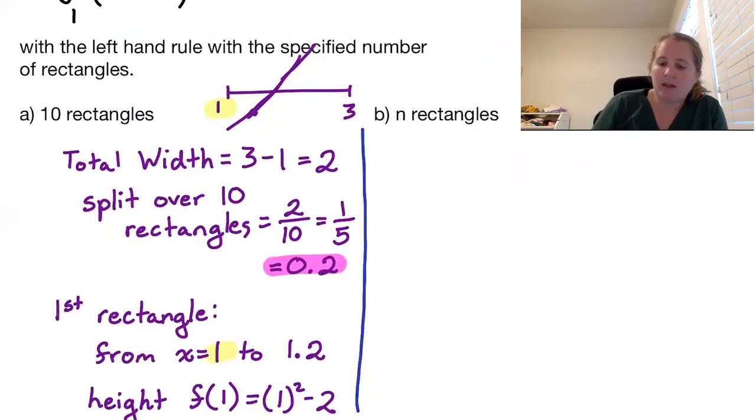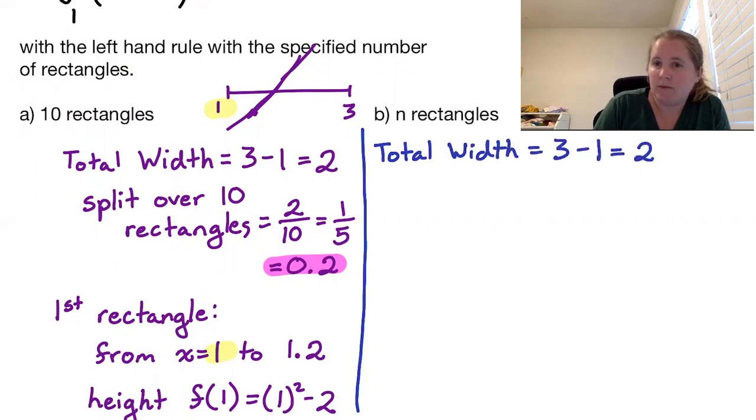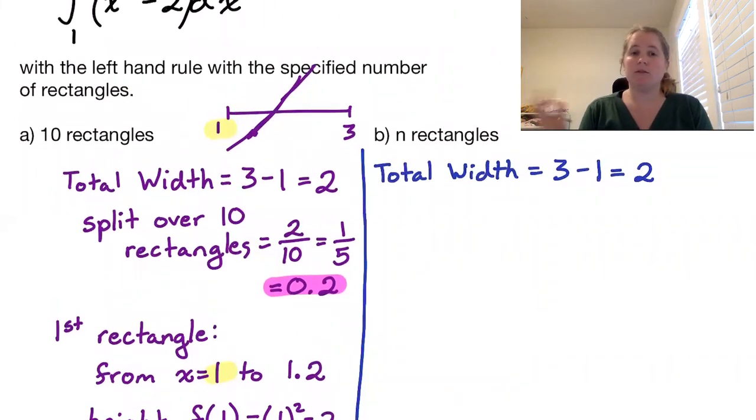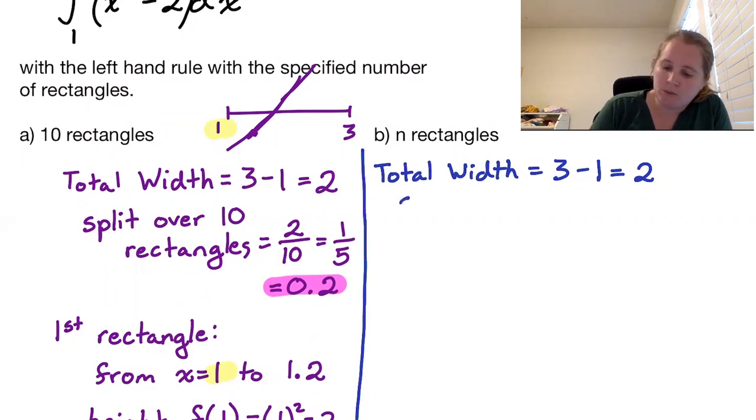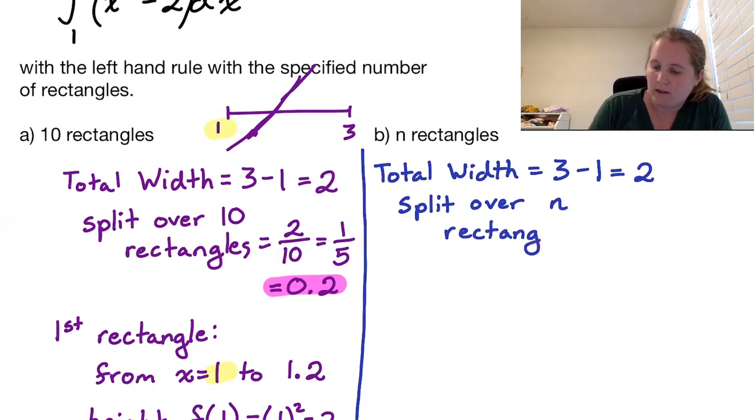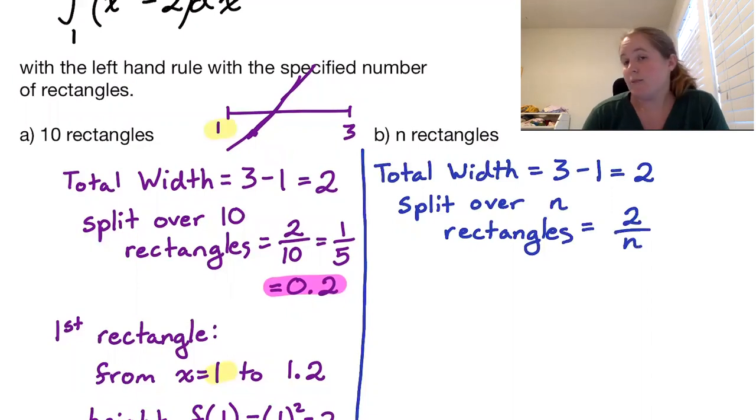So this time around, we still have a total width of 3 minus 1, or 2. Right? From the beginning of our integral to the end, we went from 1 to 3. We have a total width of 2. We are going to split that 2 over n into rectangles. And so we have 2 over n, which cannot be simplified since we don't know n at this point.